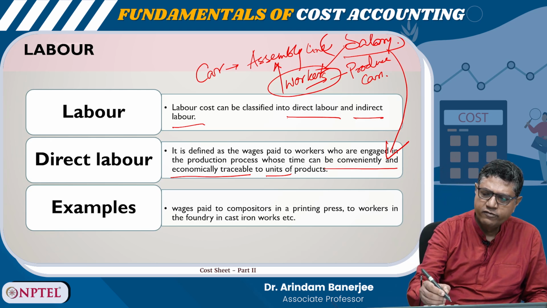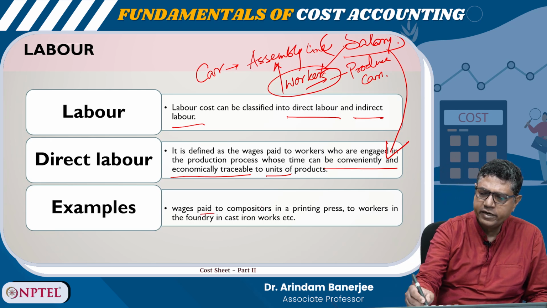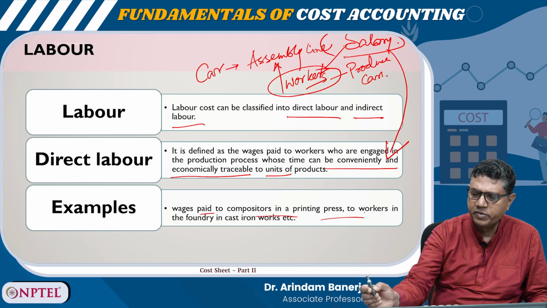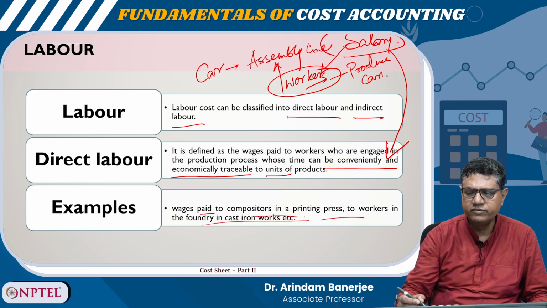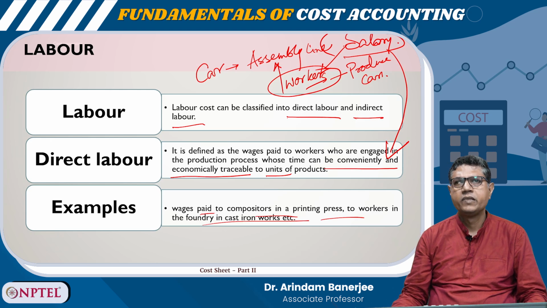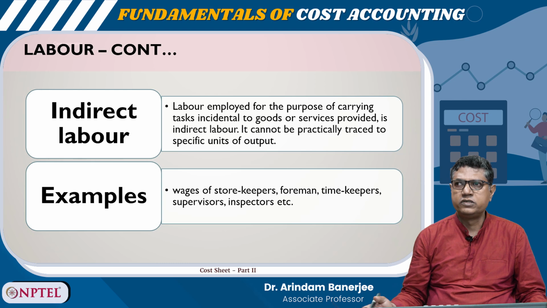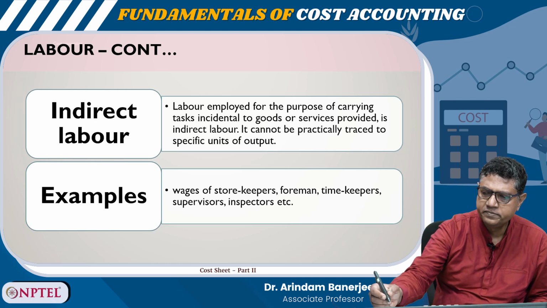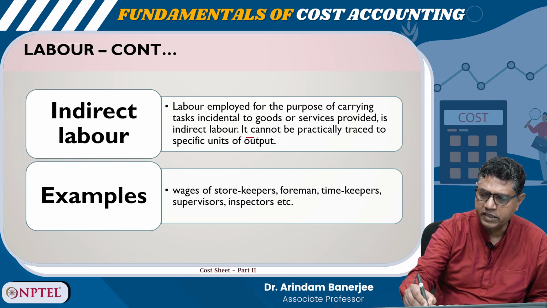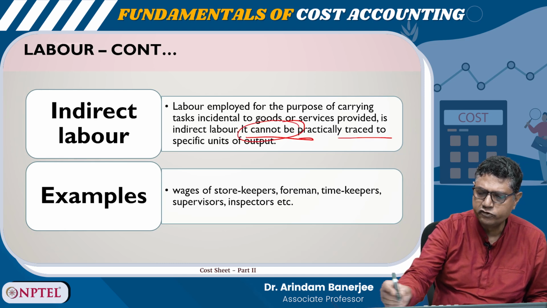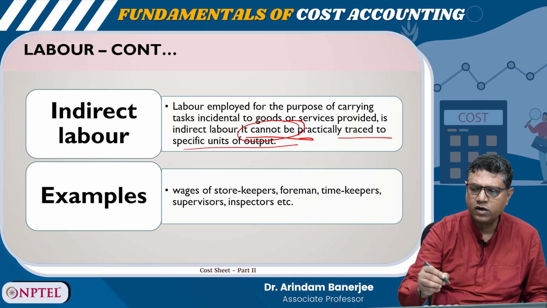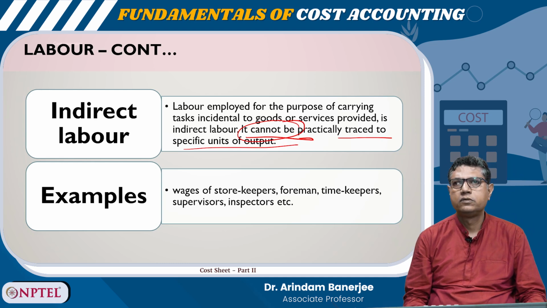One example given is wages paid to the compositors in a printing press, to workers in foundry and cast iron, etc. Okay. Indirect labor. So what is indirect? Of course, that which cannot be practically traced to specific units of output, right?